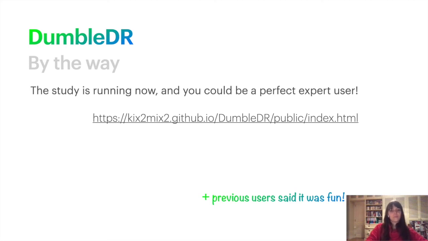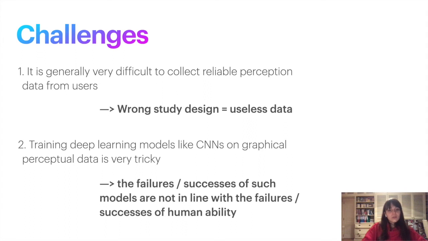So the challenges with this type of work are generally the study design. It is very, very difficult to collect reliable perception data from users because perception isn't perfect, and you would like to get data as accurate as possible. The wrong study design leads to useless data. If you pose the question wrong, many people will be confused, or you might overspecify the task, in which case it's also not really useful because very well specified tasks we can already measure with statistics.